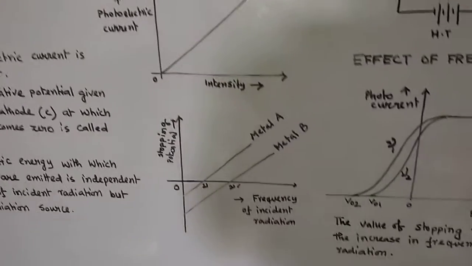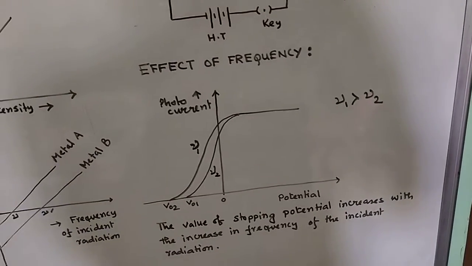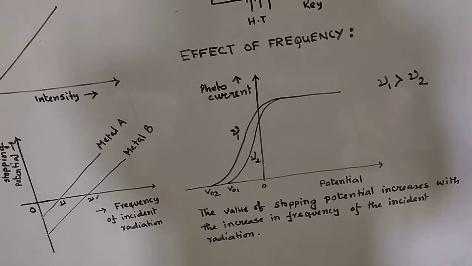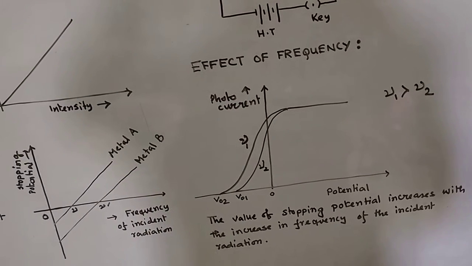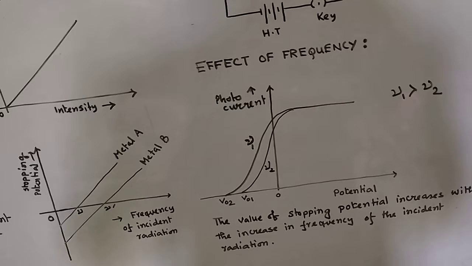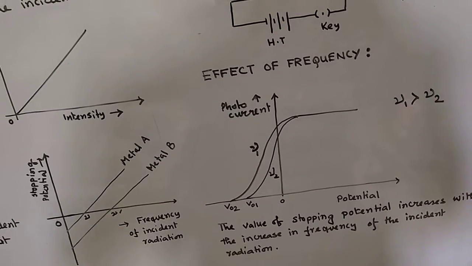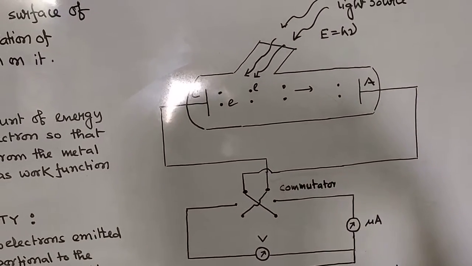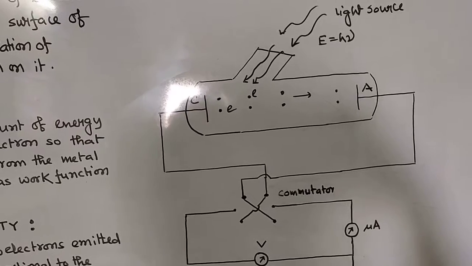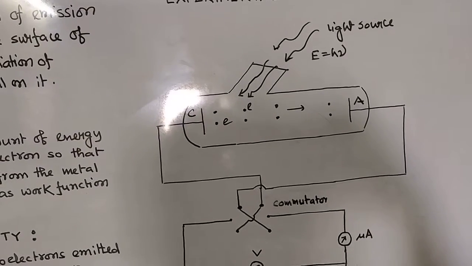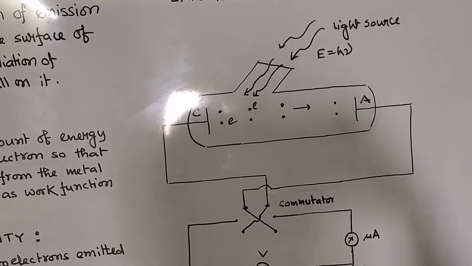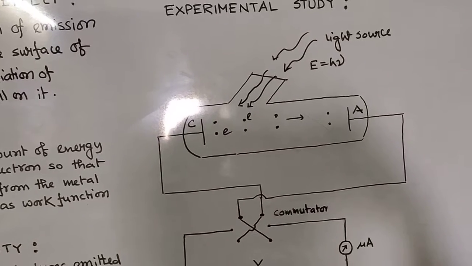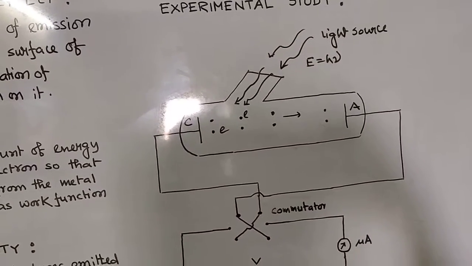Now the next graph we are trying to define is the effect of frequency. If we keep the intensity the same and change the frequency, you will see that nu1 is more than nu2, which means the stopping potential for nu1 is more than for nu2. If the energy of the electron is high, then to stop it you have to give more negative potential to A. You have to make A lower in potential compared to C.